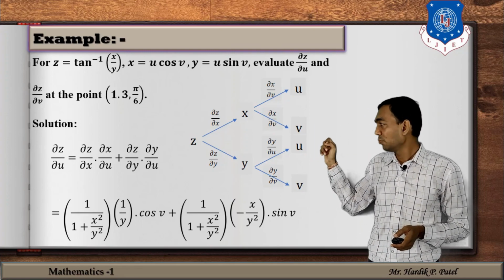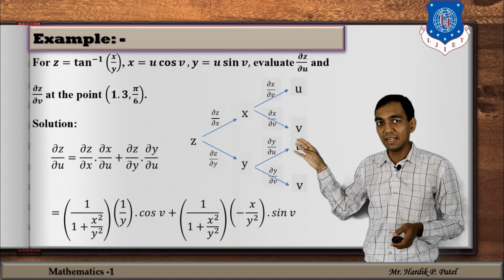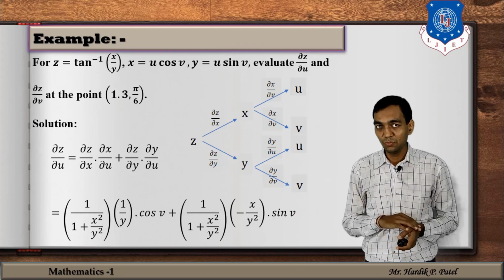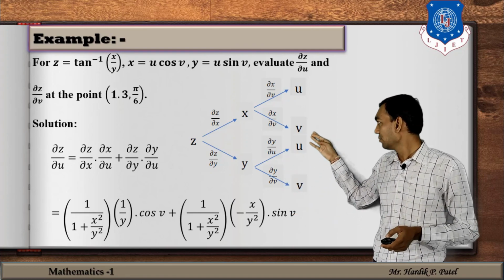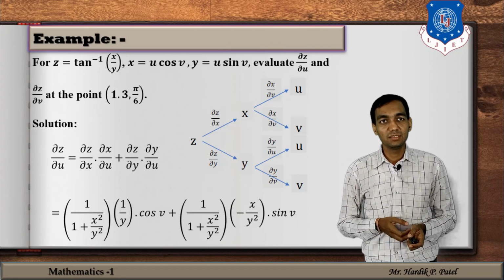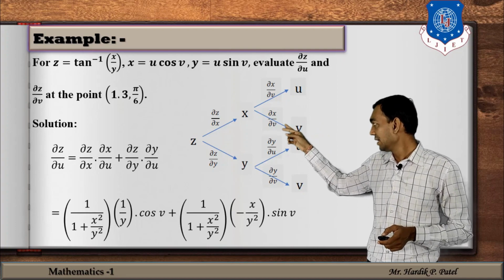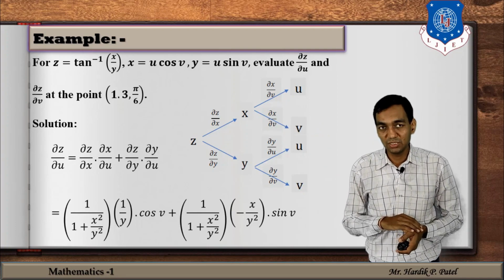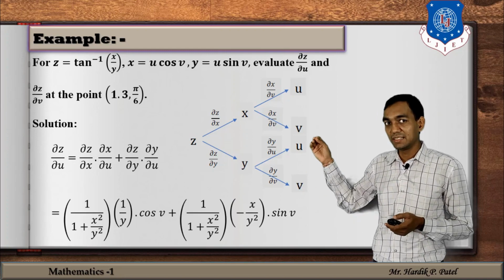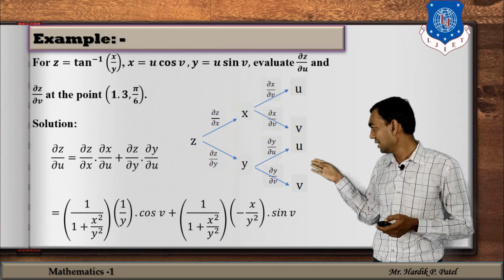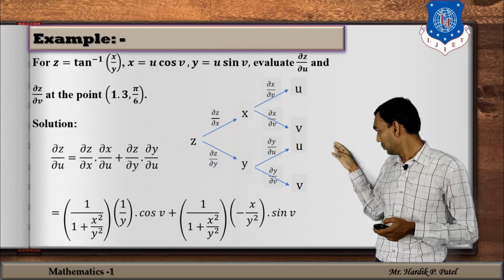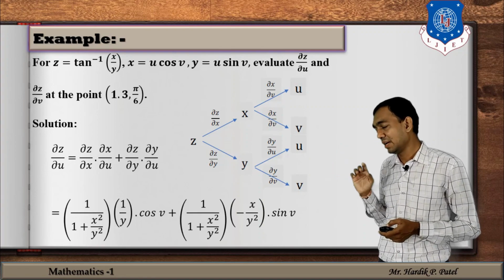So if you are going to find the derivative, then either z can be differentiated with respect to u or it can be differentiated with respect to v at the point 1.3 comma pi by 6. So what we are going to do is, we are first finding del z by del u. Now first you have to find the derivative and then you have to substitute the points. So del z by del u is equal to del z by del x into del x by del u and plus del z by del y into del y by del u.